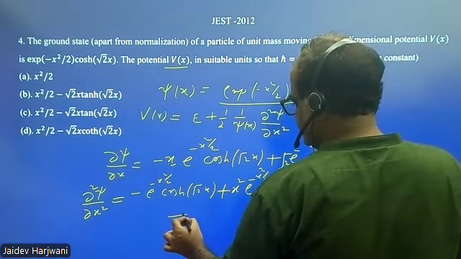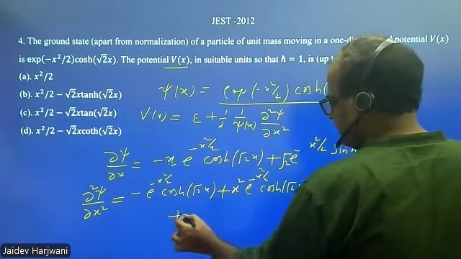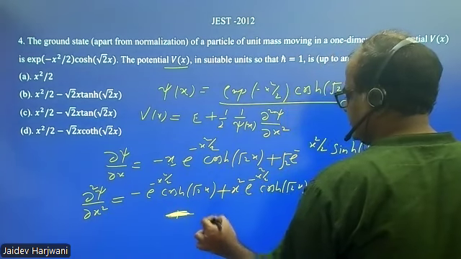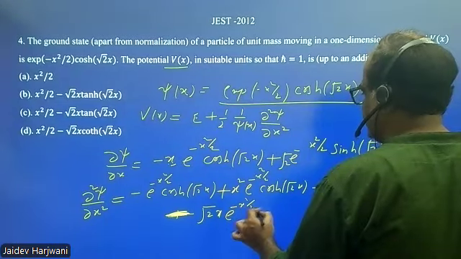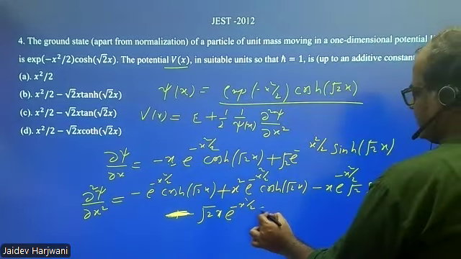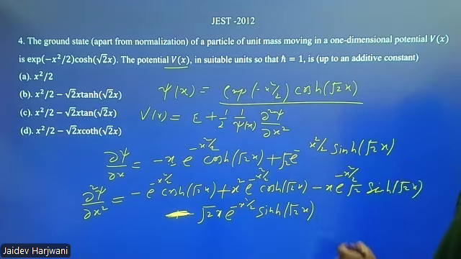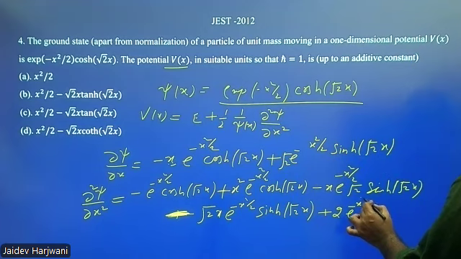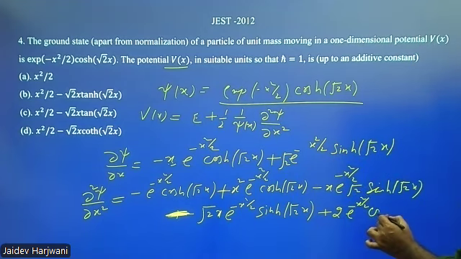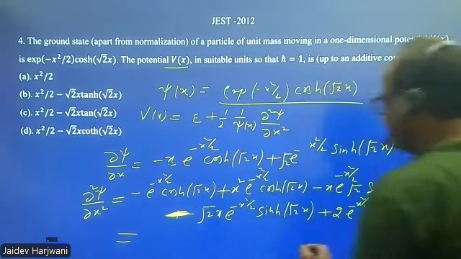So there are three terms, and I have to do this one also. If I do this one, this will give me root 2. If I do this one again, I'll get minus root 2 x e power minus x square by 2 and sine hyperbolic root 2x. And if I do this one, sine, then root 2 will come, then it's going to 2 e power minus x square by 2. Sine will give me cos hyperbolic root 2x. Now let me simplify how many terms we have.